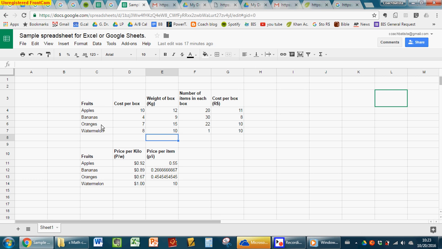So for example, here for my math project, I'm doing something about fruits, and I have apples, bananas, oranges, watermelon, and I have a cost per box. So this box costs 10 bucks, this costs 4, this costs 7, this costs 8. The weight of each fruit of the box, the weight of the box, the number of items in each box. So this box has 20 apples and this box has 1 watermelon, and the cost per box. Okay, so this is just an example of data.